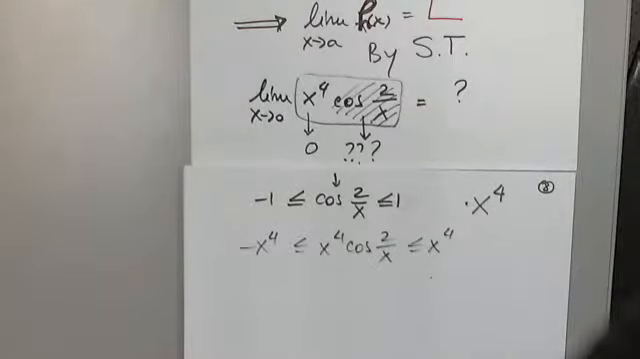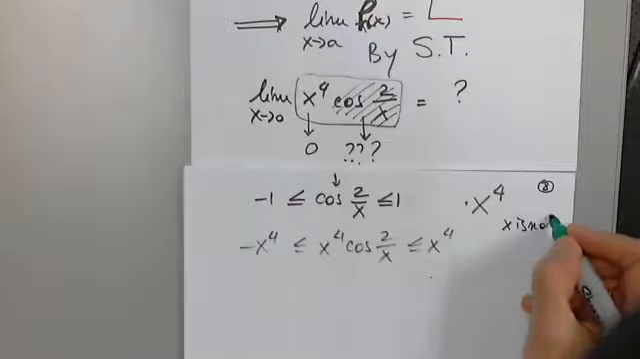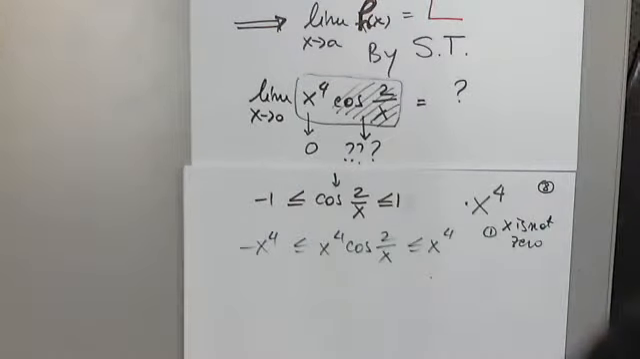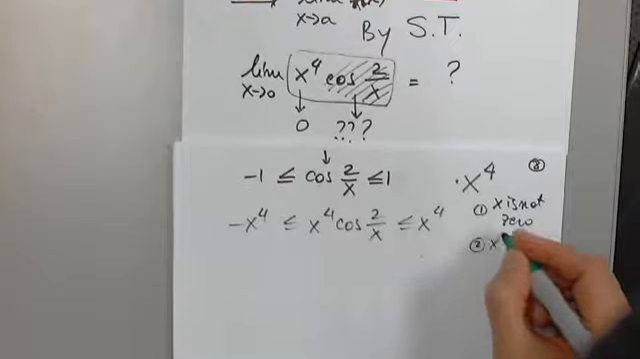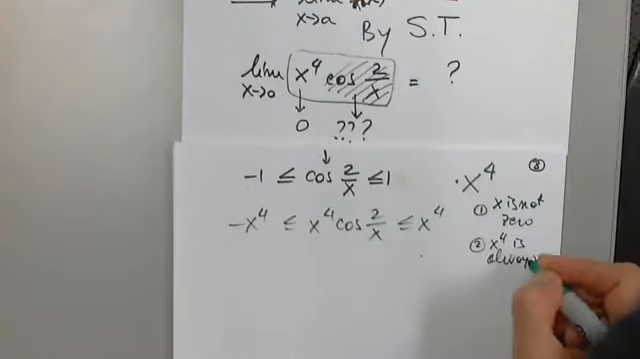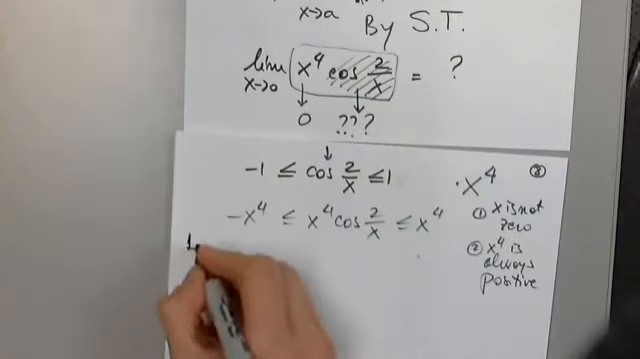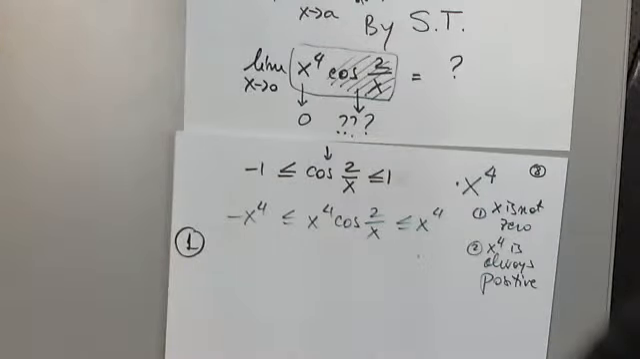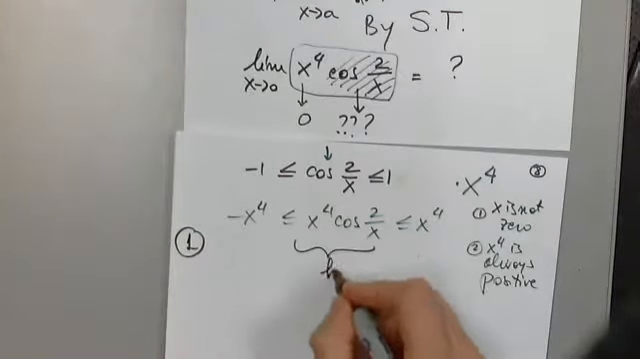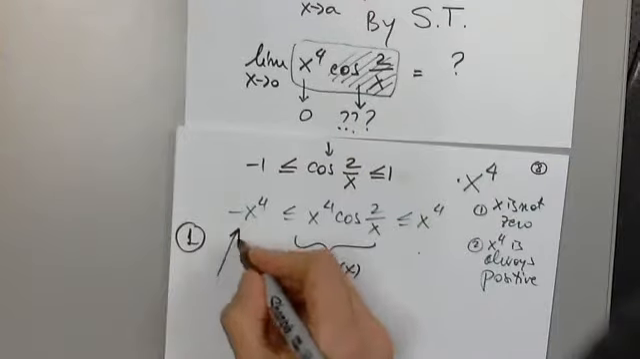But is it always positive? Because if it's not always positive, I cannot multiply. It's an even power. It'll always be positive. Exactly. So I have to make that clear. X is not 0. That's one condition. And number 2, x to the 4th is always positive. Otherwise, I can't multiply. So this is the first step, the first hypothesis of the squeeze theorem. This in the middle is our function called h of x. What is this?